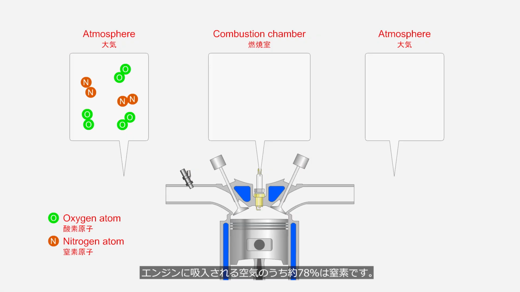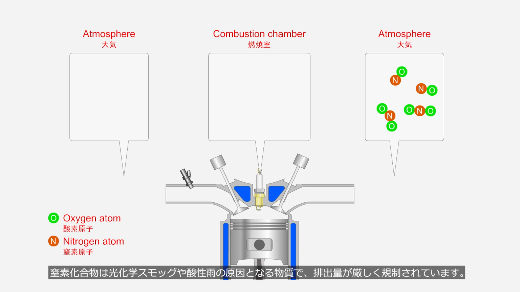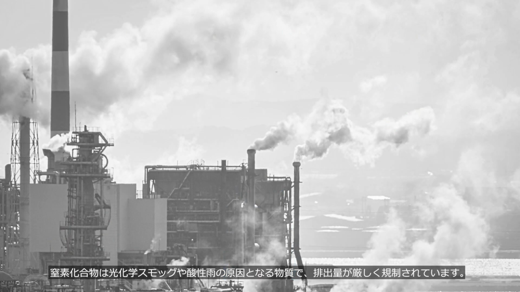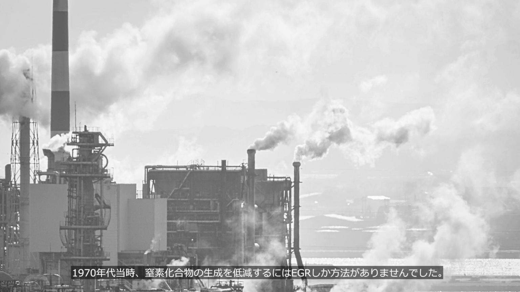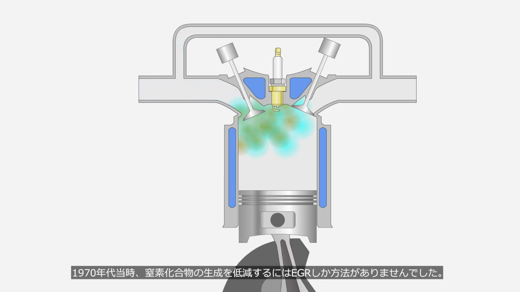Approximately 78% of the air drawn into an engine is nitrogen. Nitrogen is stable at room temperature. But when fuel combusts in the combustion chamber and the temperature rises, it reacts with oxygen to form nitrogen compounds. Nitrogen compounds are substances that contribute to photochemical smog and acid rain, and their emissions are strictly regulated under exhaust gas regulations. In the 1970s, EGR was the only method available to reduce nitrogen compound formation.